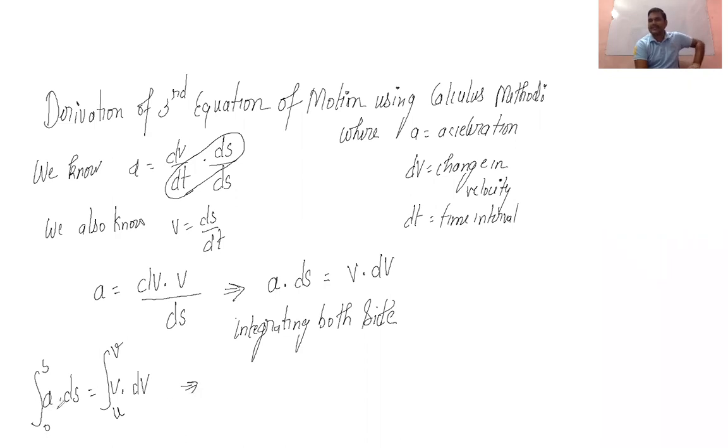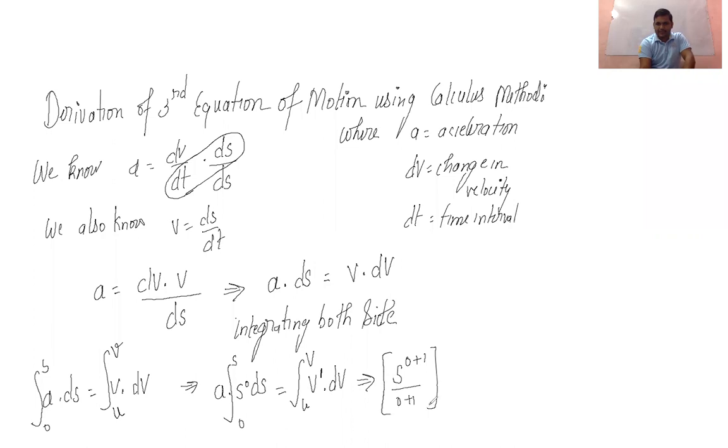Now a is constant, acceleration is constant. So you can write a and s to the power 0, for your understanding only, with integration from 0 to s, and on the other side v to the power 1, dv, with limits u to v. Once you integrate it, it will be s to the power 0 plus 1 upon 0 plus 1, from 0 to s, equal to v to the power 1 plus 1 upon 1 plus 1, with the limit u to v.